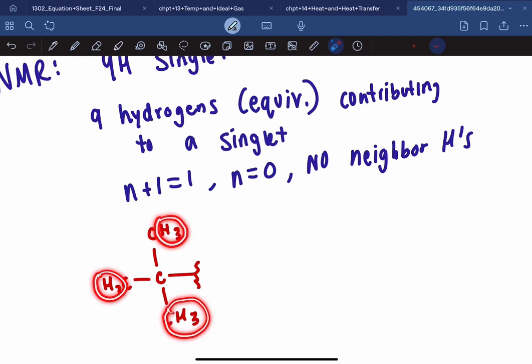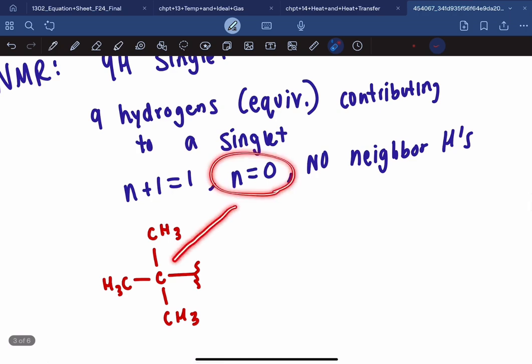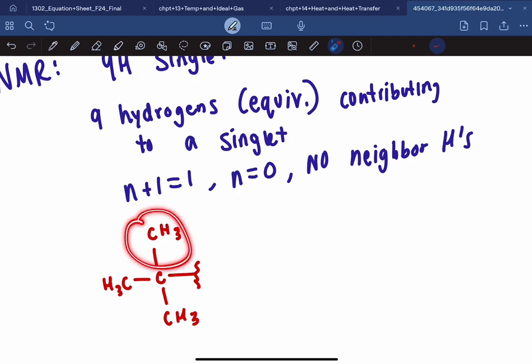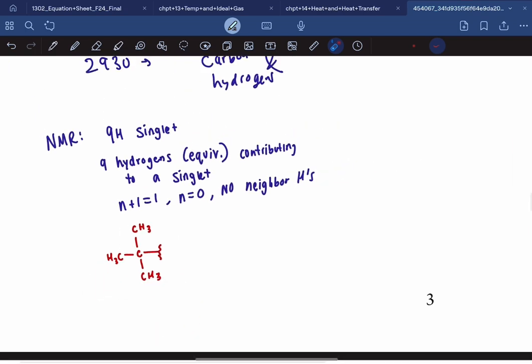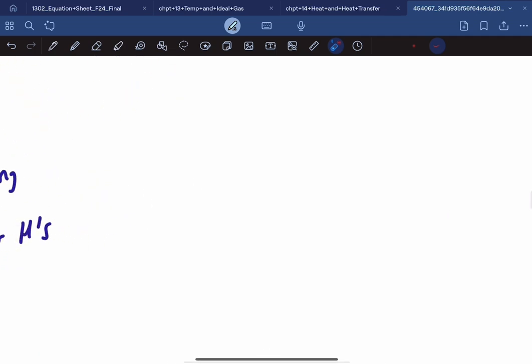And it's a singlet, meaning this carbon here has no hydrogens on it because this is the neighboring, or adjacent, carbon. So N must equal 0, meaning that this must have no hydrogens. And that actually looks good. So whenever you see 9H or even 6H, be on the lookout for CH3 groups like this. Okay, so that's the first signal we broke down. Let's do the next one.